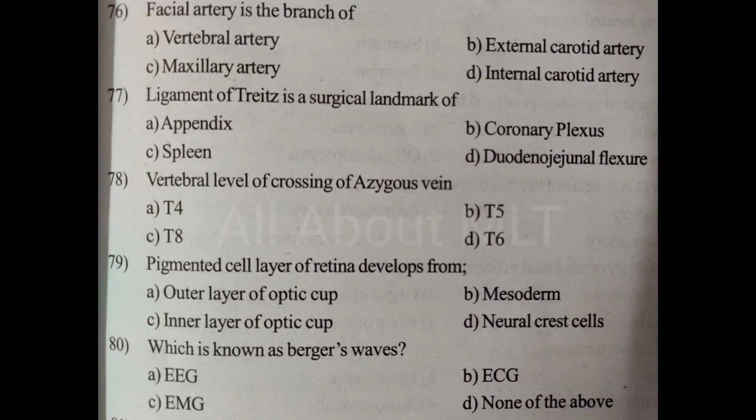Which is known as Berger's waves? Option A, EEG. Option B, ECG. Option C, EMG. Option D, none of the above. Answer is option A, EEG.